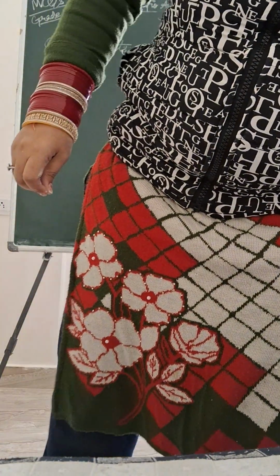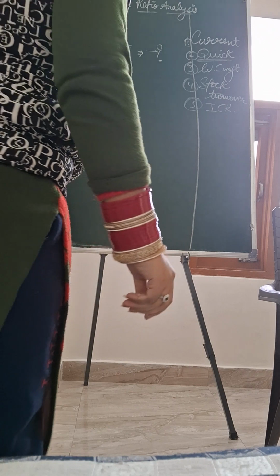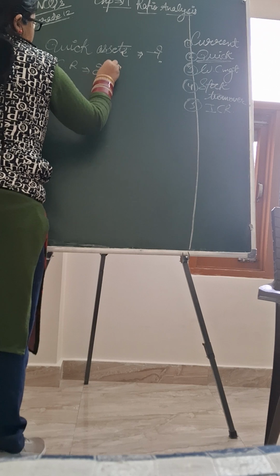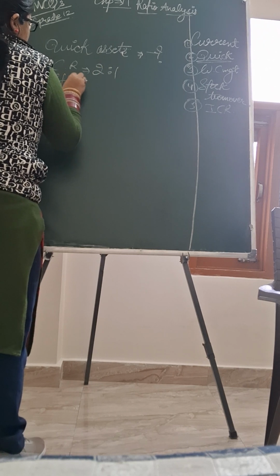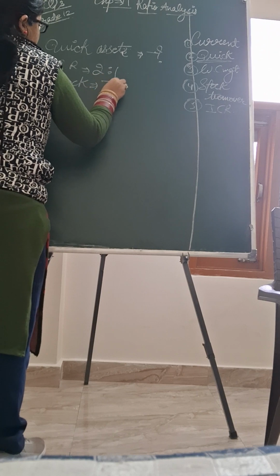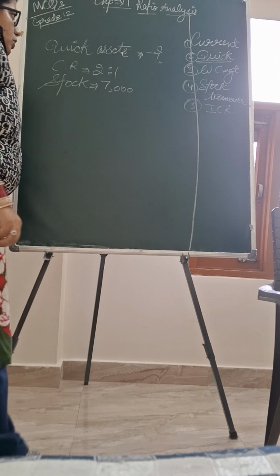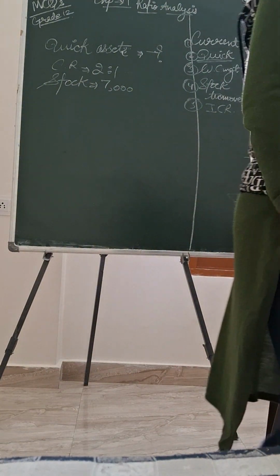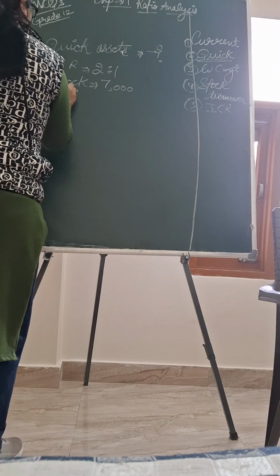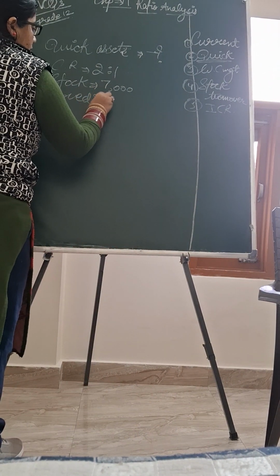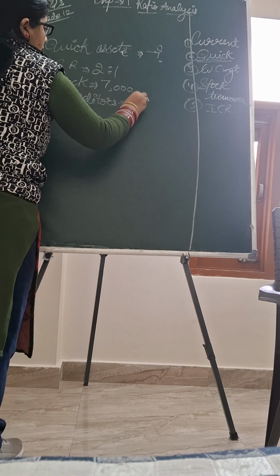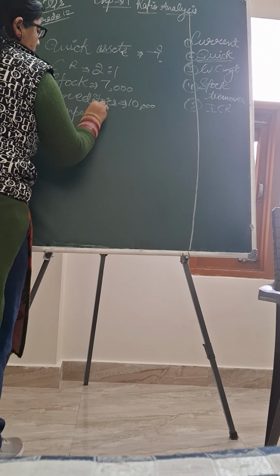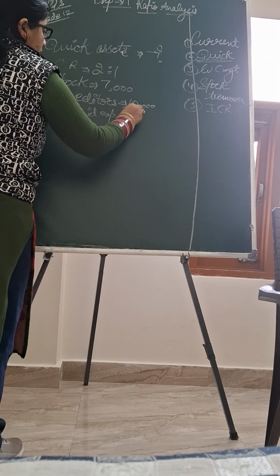When we have to find out the quick assets, the important thing to understand is that the current ratio is given, 2:1. Stock is given, 7,000. This is going very easy. The question is telling itself till now. Then the question arises, creditors are given, unpaid expenses are given. So we are getting so many things. Creditors are given, 10,000, unpaid expenses are given, 1,000.